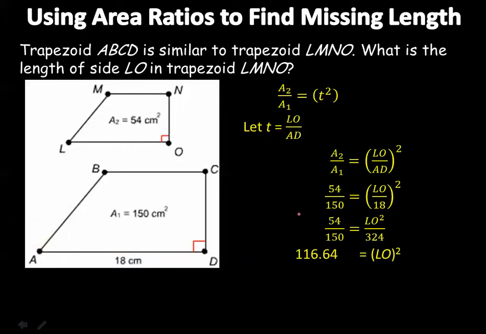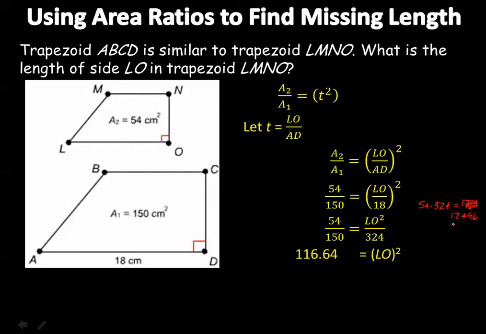Okay. So 54 times 324, that gave me 17,496. Oh, I knew I would run out of room. There we go. Let's ignore that part.